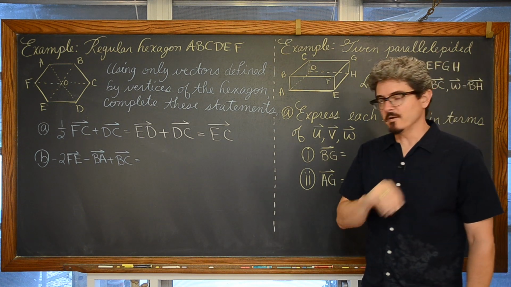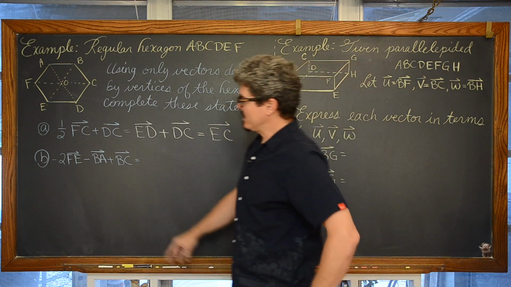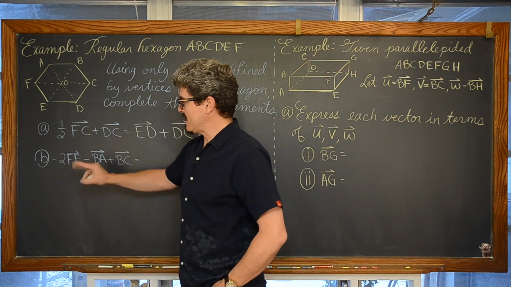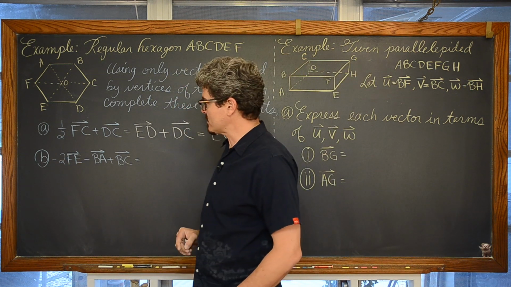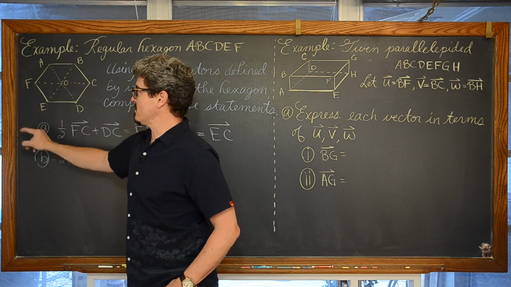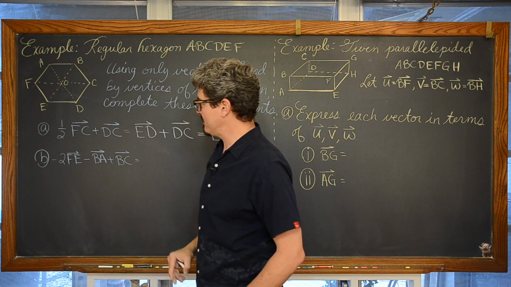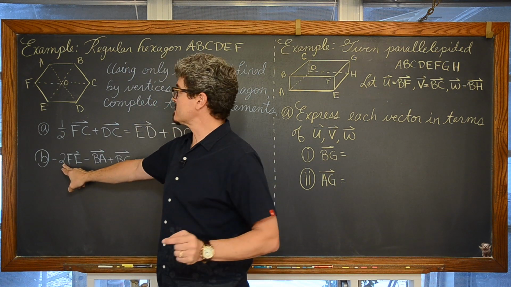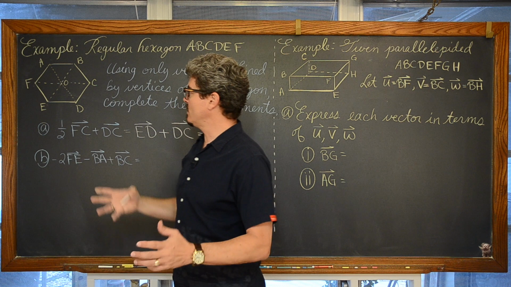So let's see what we got here. We want to start off with a vector that's twice as long as FE, but goes in the opposite direction. Well, FE goes down to the right. We want to go in the opposite direction, which is sort of up to the left. I want a vector that's twice as long. Well, those diagonals, you can prove that.